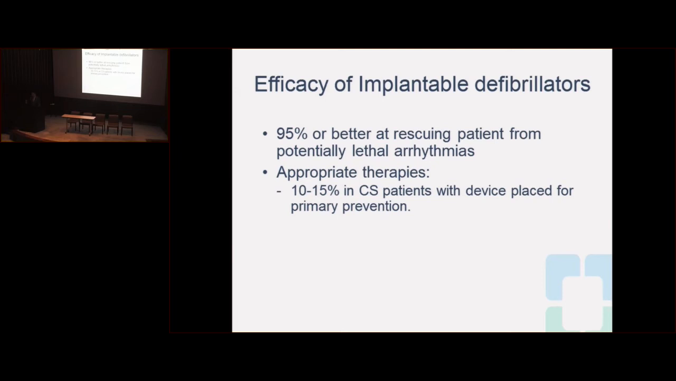Good news is, for patients that meet the indications and get a defibrillator, these do a great job at rescuing patients from these potentially dangerous arrhythmias, and better than 95% of the time, it will rescue the patient. To give an idea of how often they rescue the patient, in patients that are thought to be appropriate for ICDs and get an ICD, there's about a 10 to 15% yearly incidence of appropriate therapies, meaning the device rescues them. 10 to 15% per year.